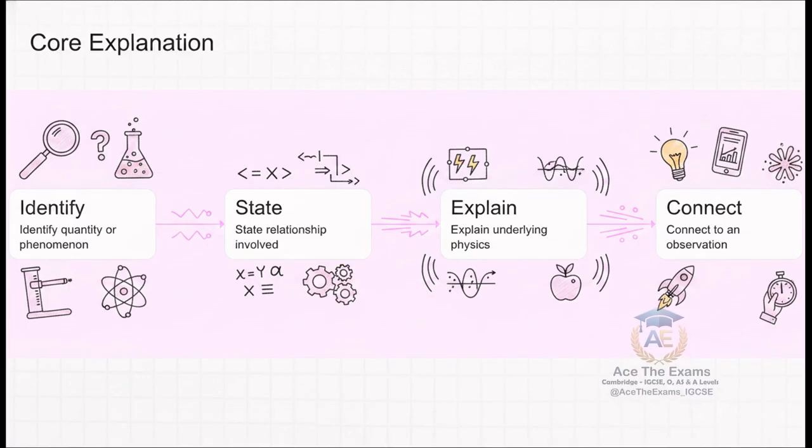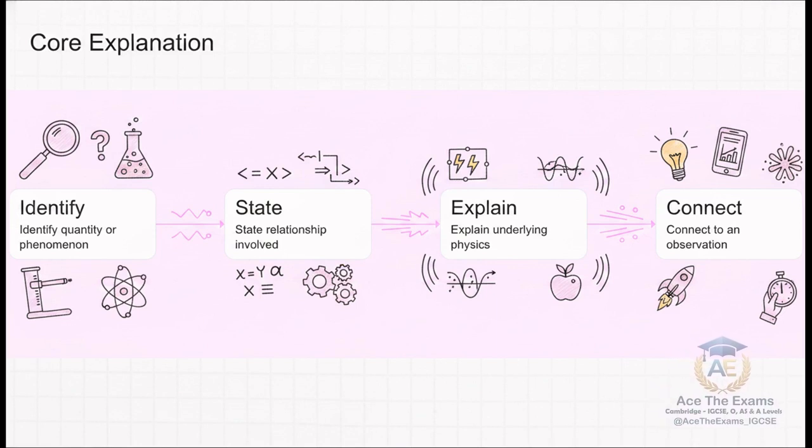Step 1 is to simply identify the quantity or the phenomenon. What exactly are we looking at? Is it a pendulum? A distance track? Step 2, state the relationship involved. What connects the variables? Step 3, explain the underlying physics.